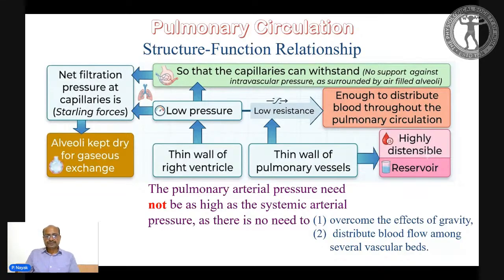as well as pulmonary veins. So this slide, this picture explains a very composite concept of the functional structure of the thin-walled right ventricle, how it works, low pressure this side, and the thin-walled pulmonary vessels exactly supporting this whole system, and overall the pulmonary circulation. Because of this structure, the pulmonary circulation can support the systemic circulation.